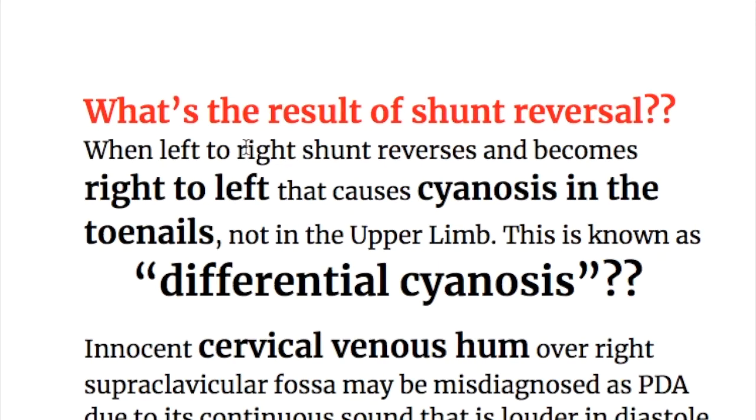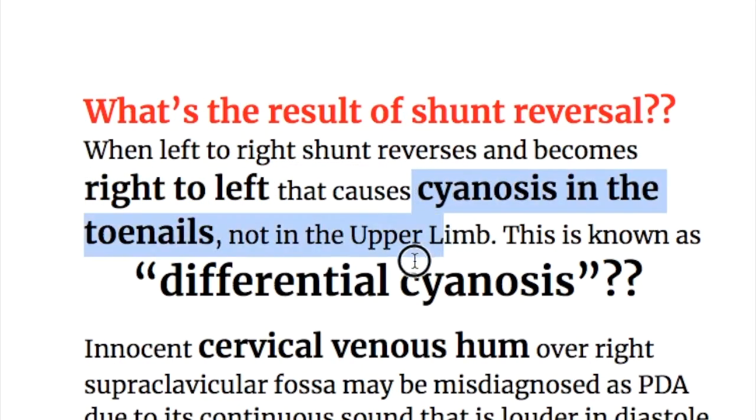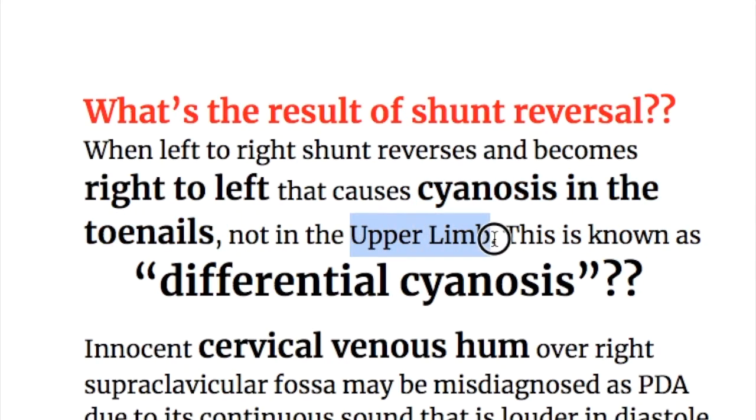What's the result of shunt reversal? When the left to right shunt reverses and becomes a right to left shunt, that causes cyanosis in the toenails, not in the upper limb or in the fingernails. This is known as differential cyanosis.